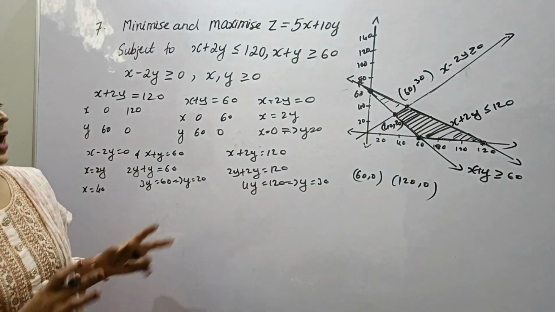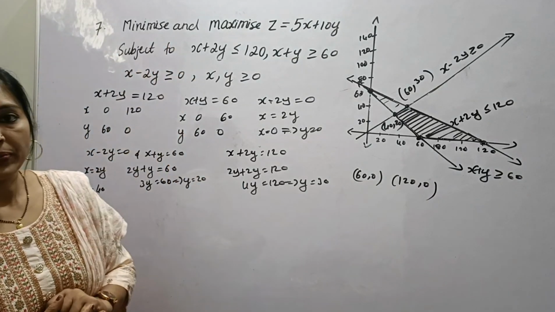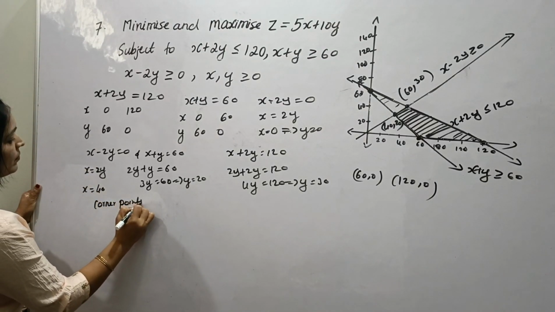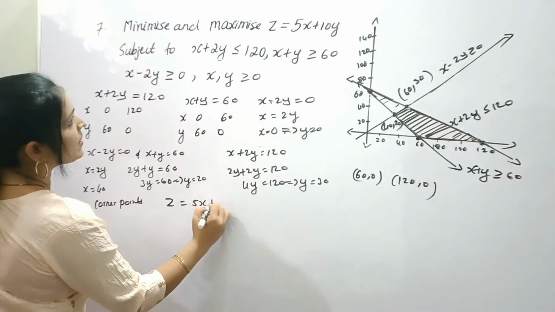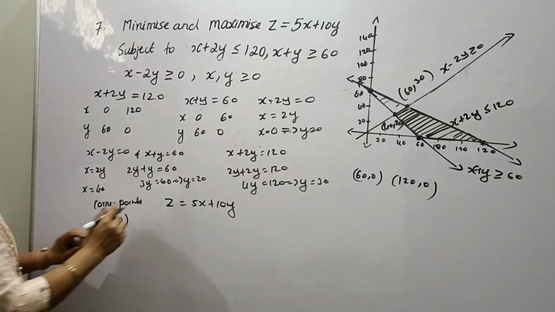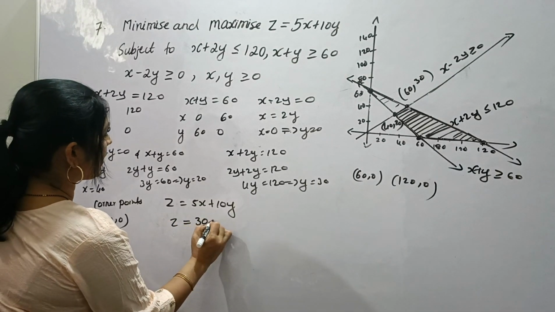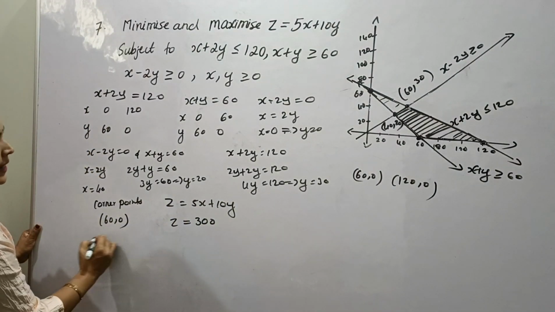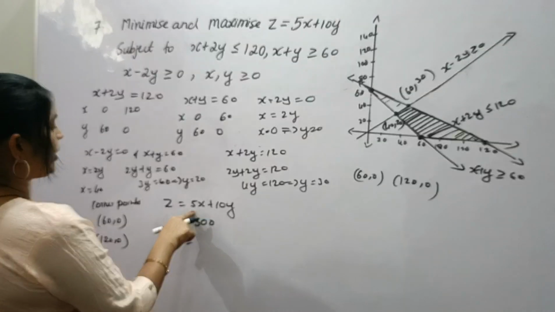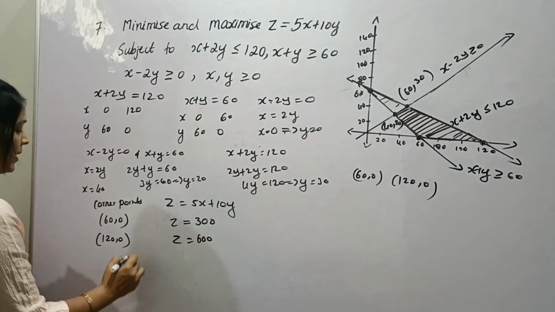Now we have got all the corner points. Now let's find the values of z, where z equals 5x plus 10y. For corner point (60, 0), substitute x equals 60, y equals 0. So z equals 5 into 60, that is 300. Next, (120, 0): z equals 5 into 120, that is 600.